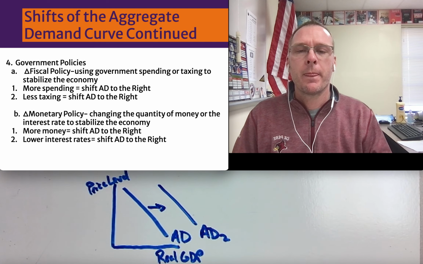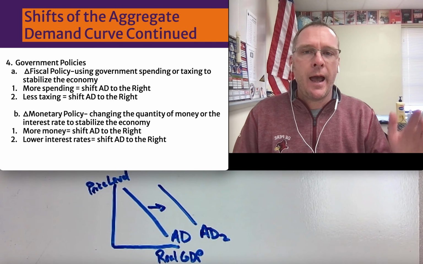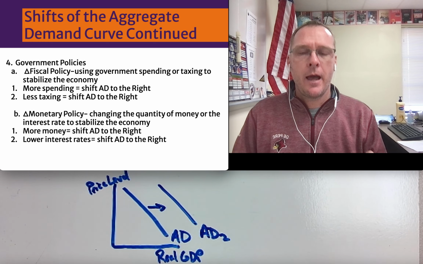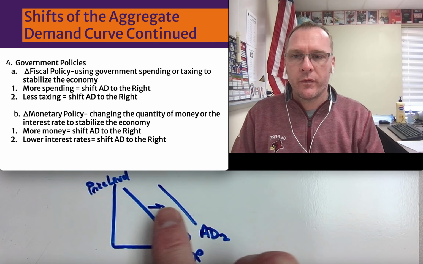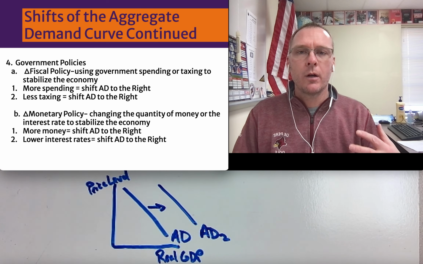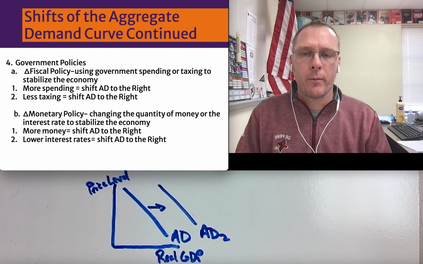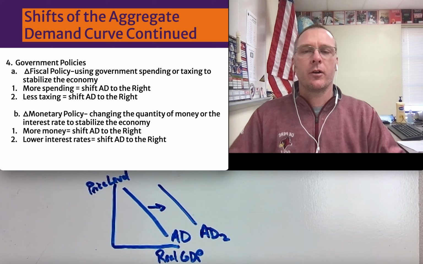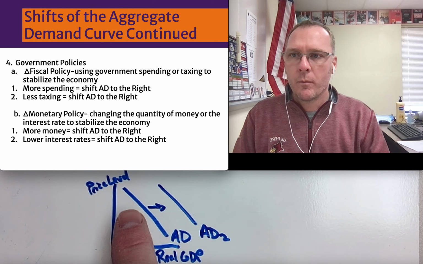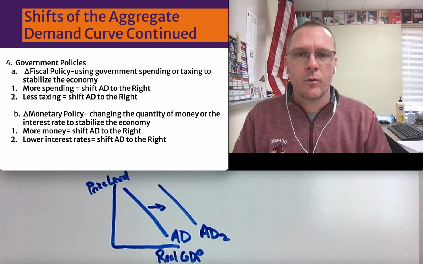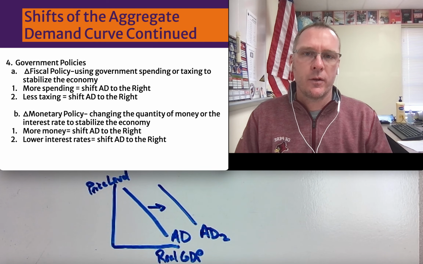More government spending. If they tax you less, that will also shift the aggregate demand because you are being taxed less. It feels like you have more money in your pocket, and if you have more money in your pocket, you're going to spend more money. So spending themselves or taxing you less, both are going to make aggregate demand shift to the right.